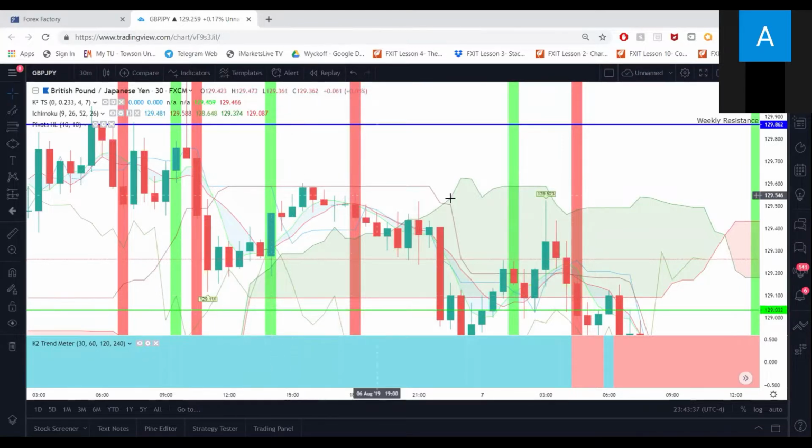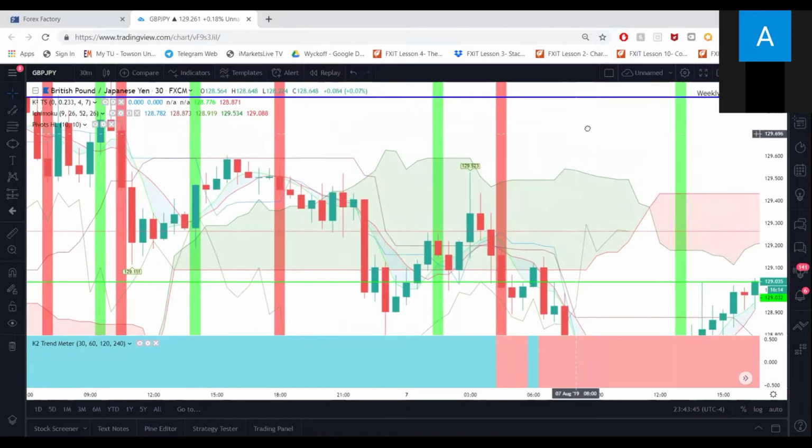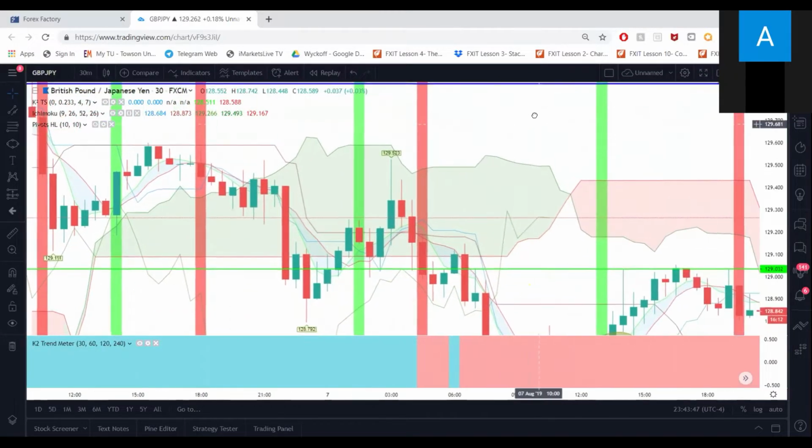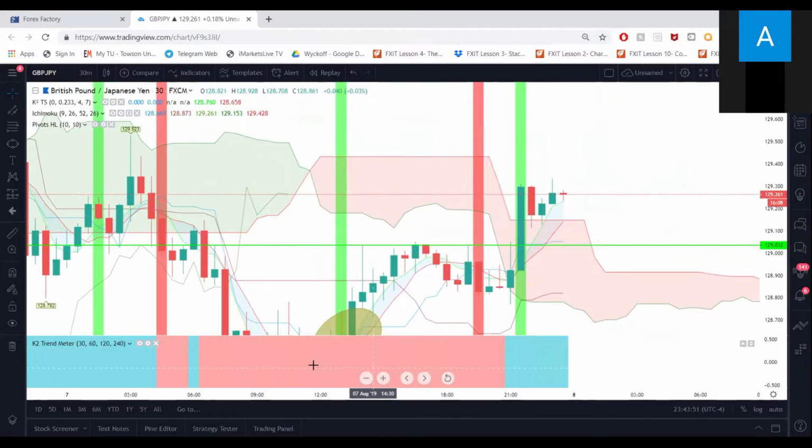If something unexpected happens, for example when we have these big candles where the price pushes quite a few pips, right? So this is pretty much what the K2 indicator is. Recently, he has added what's called the K2 trend mirror, which you can see here at the bottom. It's the indicator that actually shows you the overall trend, right? The overall trend on 30 minutes, 1 hour, 2 hours, and 4 hours, right?